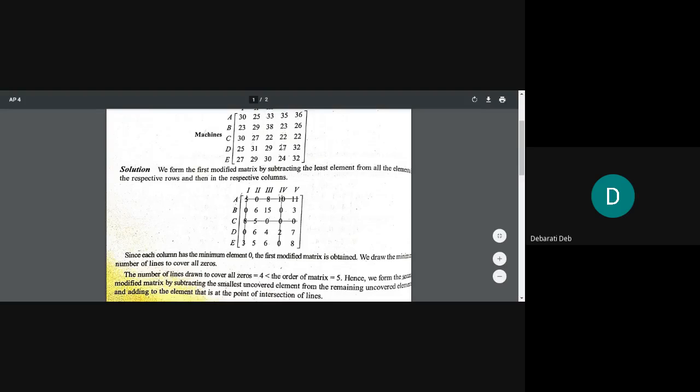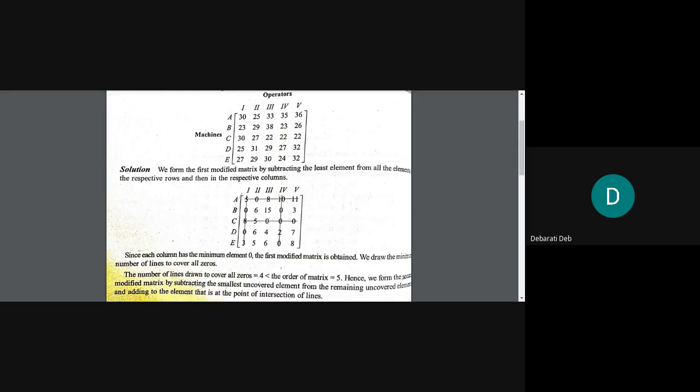In the second row, the minimum element will be 23. Third row, it will be 22. Fourth row, it will be 25. And fifth row, it will be 24. Right? So first we will deduct the minimum element identified from each of the rows from all the other elements in those particular rows, respectively.